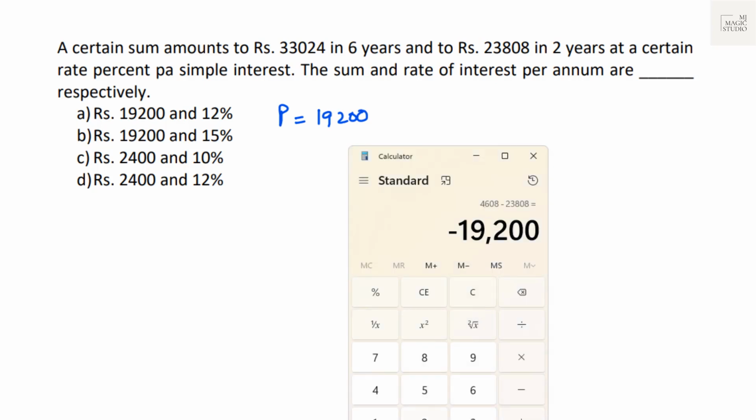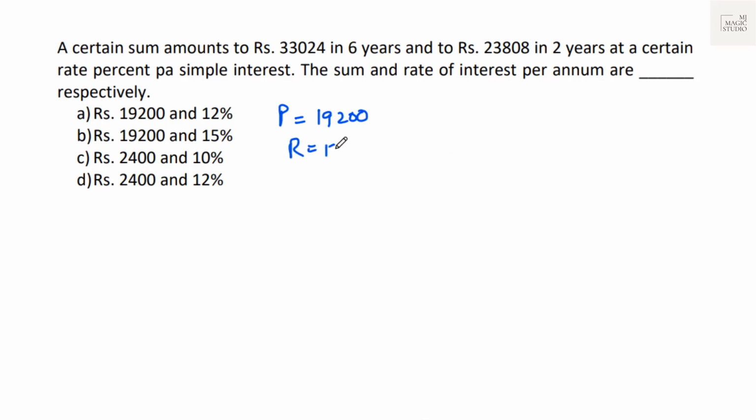And the rate of interest, as we know, we have calculated 2304 in 1 year, divided by 192. If we do, it will be 12. So the rate of interest is 12%. Option A is the pick.